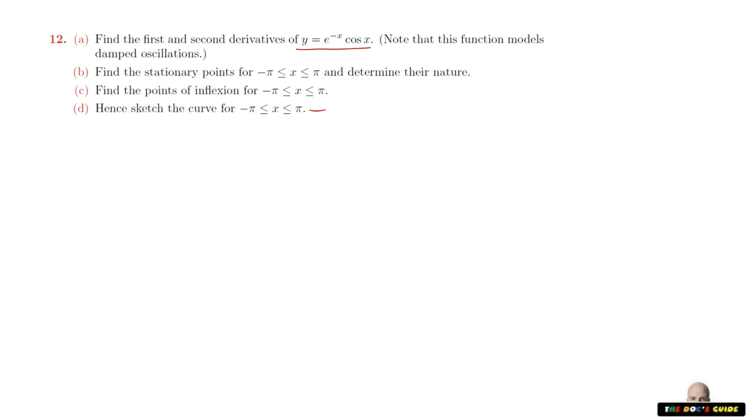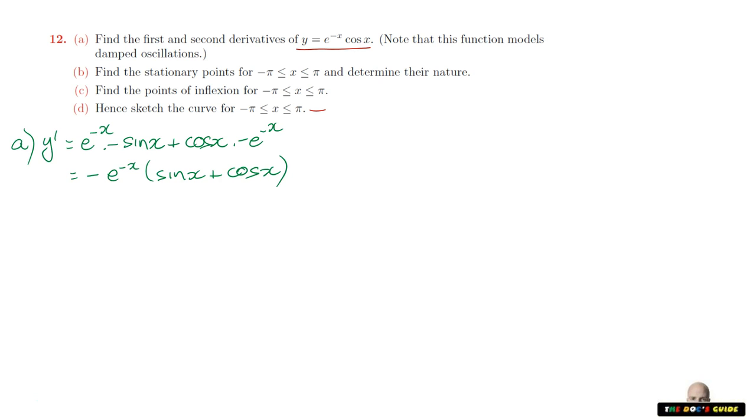So if we run through that, part A, find the first and second derivatives of e to the minus x cos x. So we've got a product, that times that. So put down the first, differentiate the second, put down the second, differentiate the first. Take our e to the minus x out as minus e to the minus x out as a common factor, because we've got 2 minus e to the minus x's, and that's what we've got left.